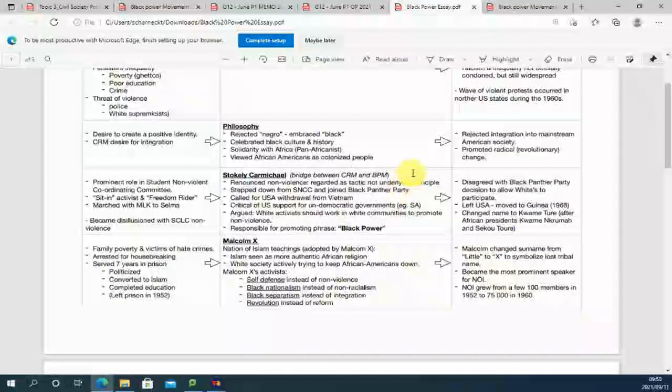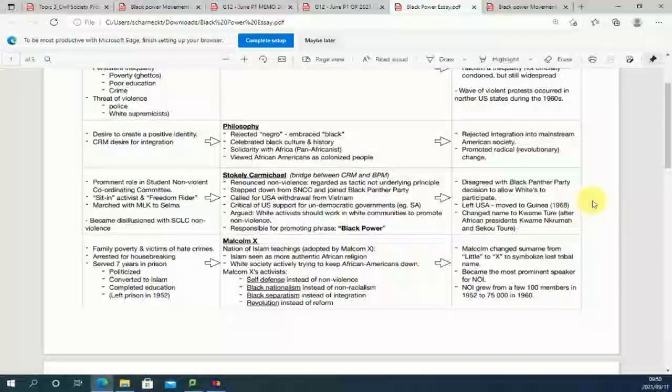Now, he is that bridge between the civil rights movement and the Black Power movement. Okay, he renounces nonviolence, steps down from the SNCC, joins the Black Panther Party. He calls for USA withdrawal from Vietnam. He's critical of the US support for undemocratic governments, and he argued that white activists should work in white communities to promote nonviolence, and he's responsible for promoting the phrase Black Power.